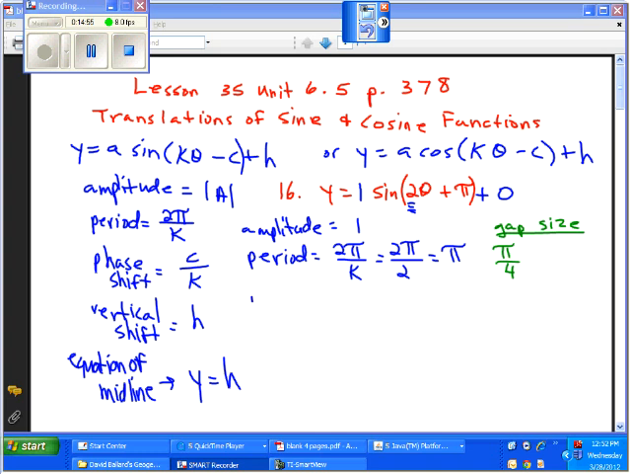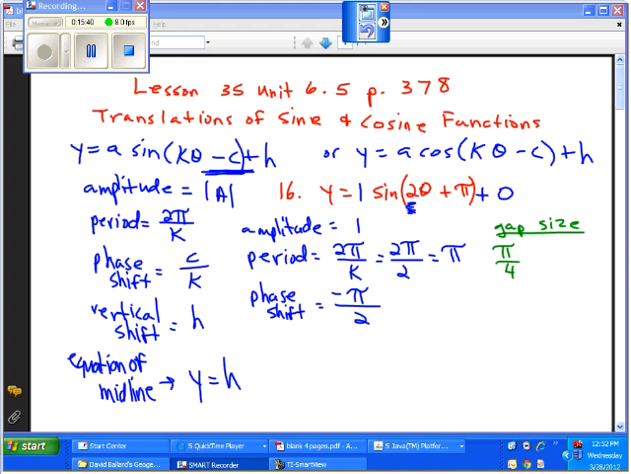My phase shift, which is my horizontal shift, is equal to my C over my K. My C is pi. See, it's got a minus in the formula, right? That's really the opposite. See, we're going to undo addition by subtraction, negative pi over 2. Undo addition by subtraction, negative pi. Undo multiplication by division, divide by 2. See that?